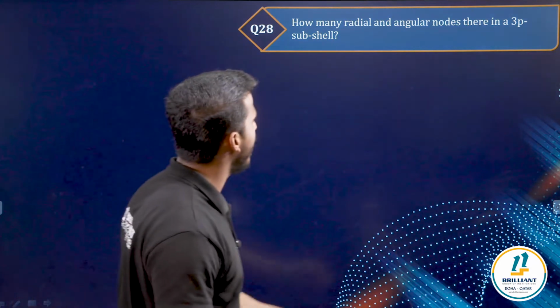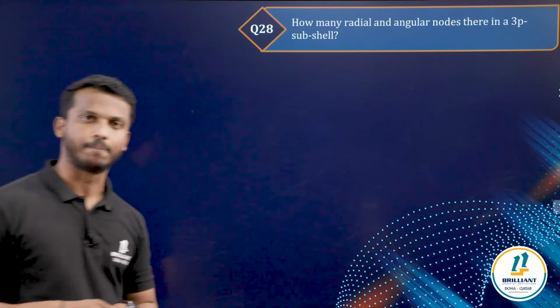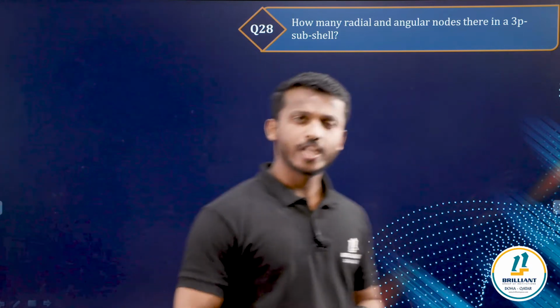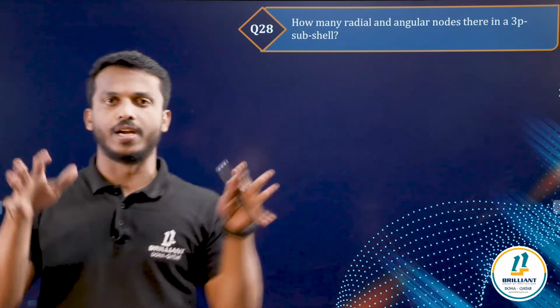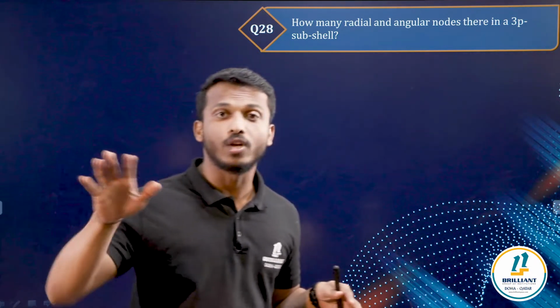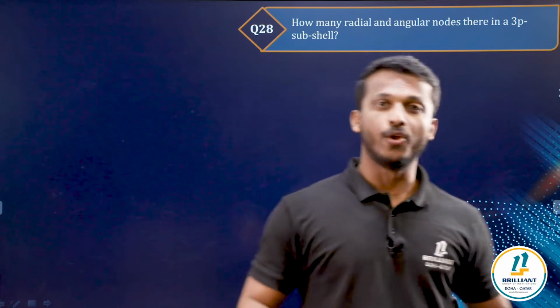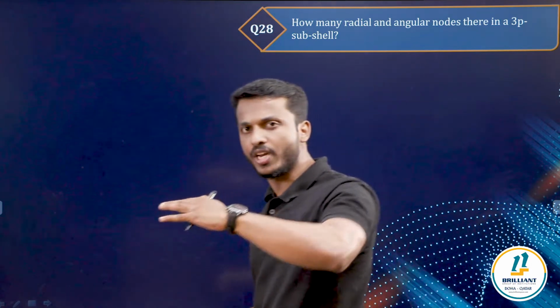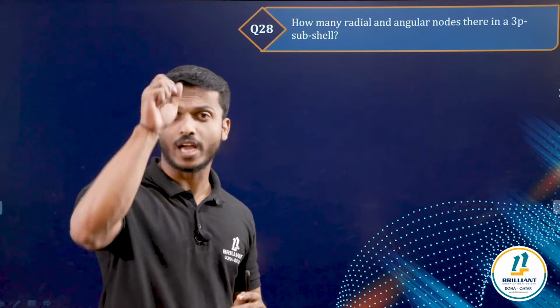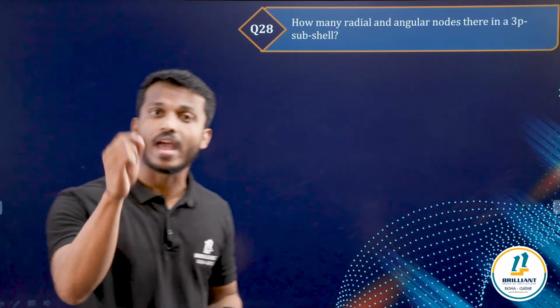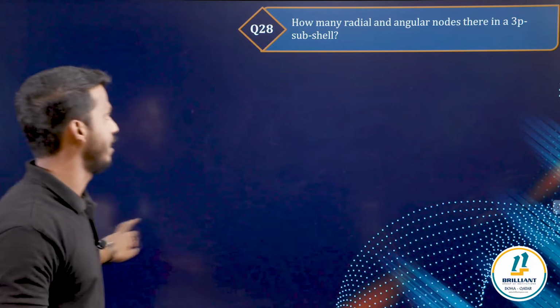How many radial and angular nodes are there in the 3p subshell or orbital? Dear all, what is meant by nodes or nodal surface? A node is a region where there is no probability to find an electron. Keep in mind, nodal surface means a region where there is no probability to find an electron. There are two types of nodes, radial node and angular node. Let us discuss that in detail.